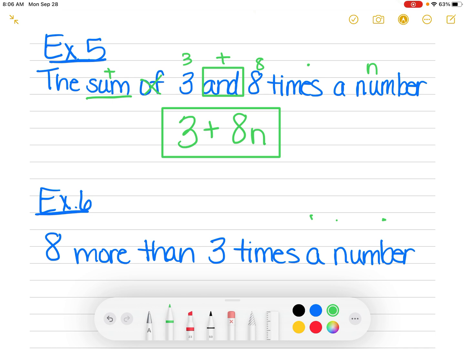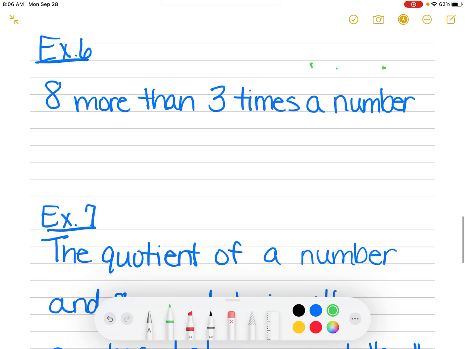Hopefully you got that one right. Okay, here's one. We have 8 more than 3 times a number. And this problem is special because of this word right here, than. We're going to talk about that, and it's important in more than just the more than. You can also use this when it says less than. So when you have that word than, it means you're going to flip which side these things are on.